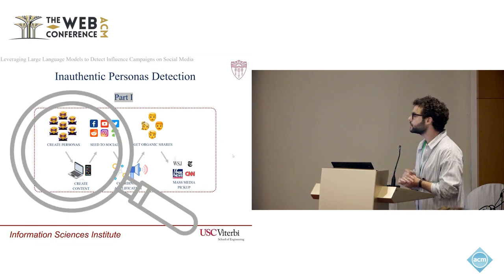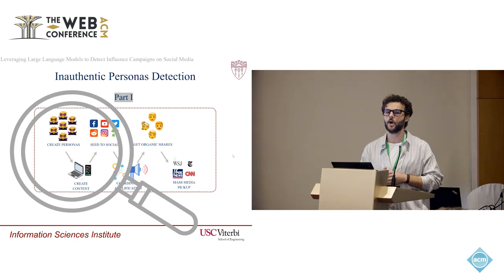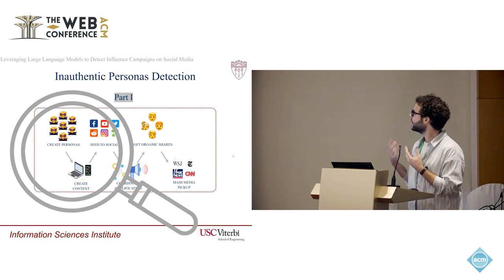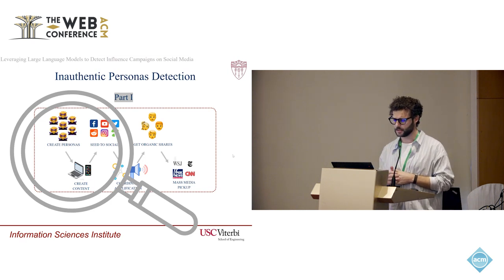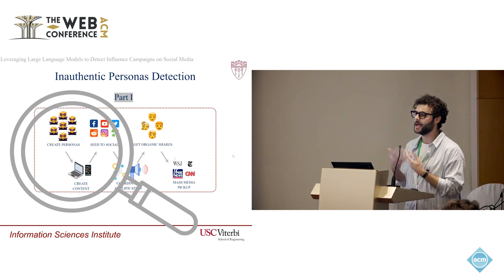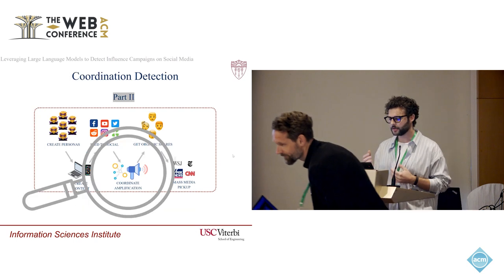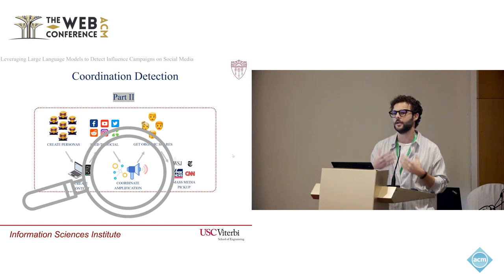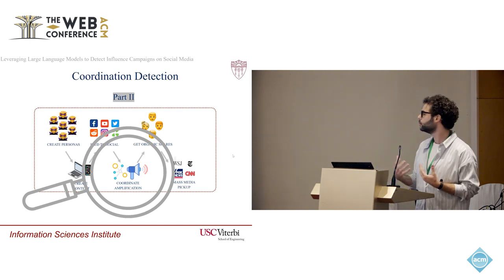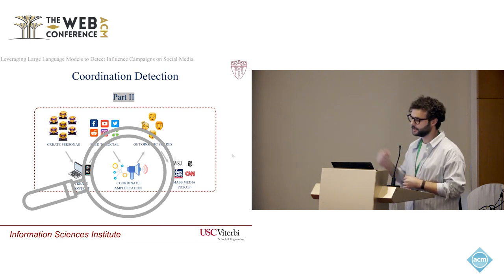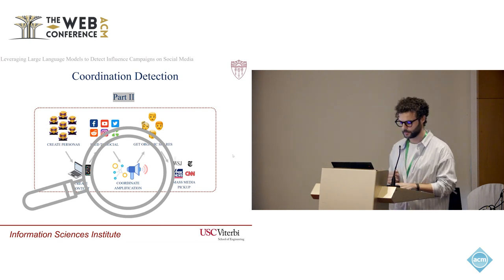Now, the objective of this talk is to look at these inauthentic personas and the content that they share, and try to identify these actors and the content that they share during these campaigns. Part one will cover our attempt at using LLMs in doing so. In part two, I will focus on coordination detection, and I will show how we can use coordination signals to incorporate them in the algorithm that I will describe in part one.